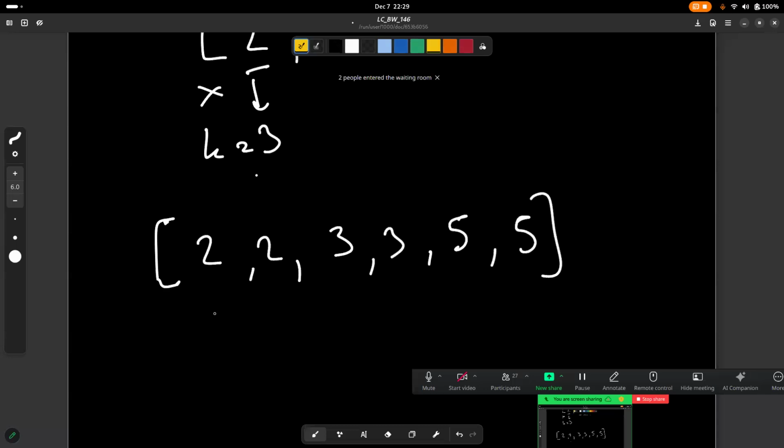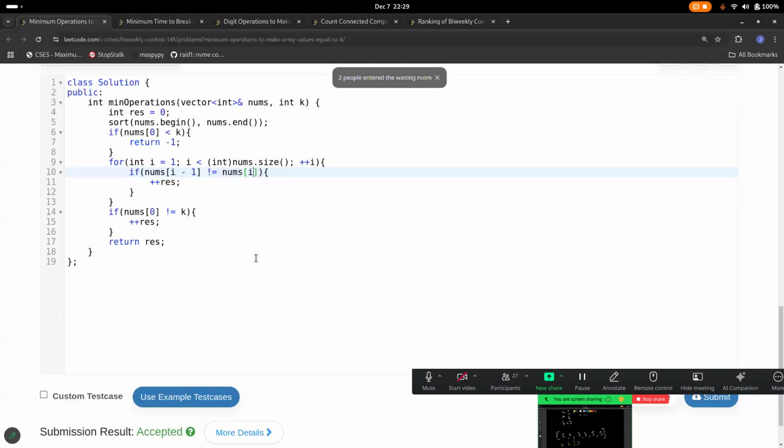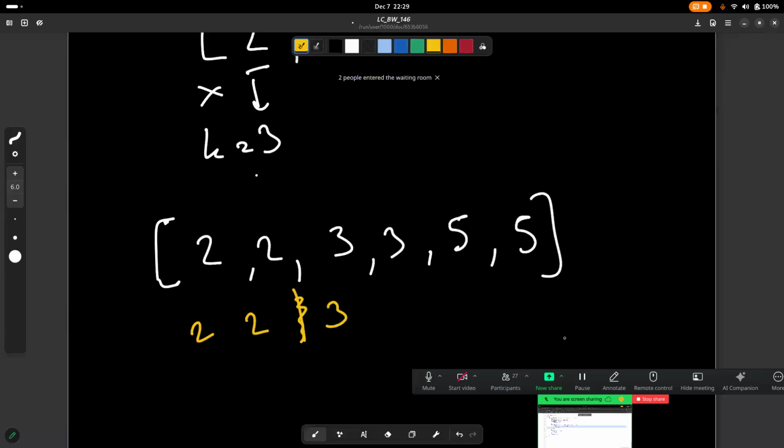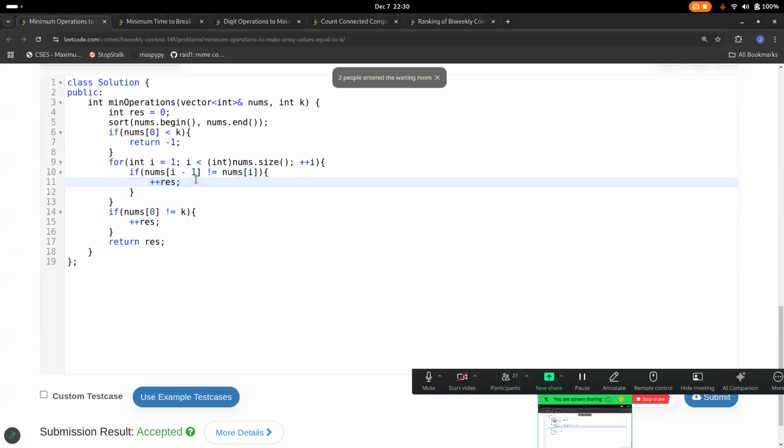So 2 and 2 will be okay, and 2 and 3 are different, so you have one trigger of this if condition. Then 3 will be the same, and 3 and 5 are different, so you have one more trigger of this condition, and 5 will be similar. So basically what we are doing over here is counting how many times my level is changing.